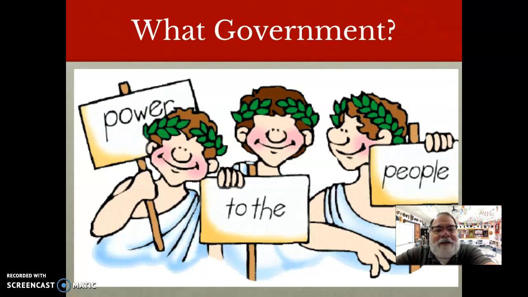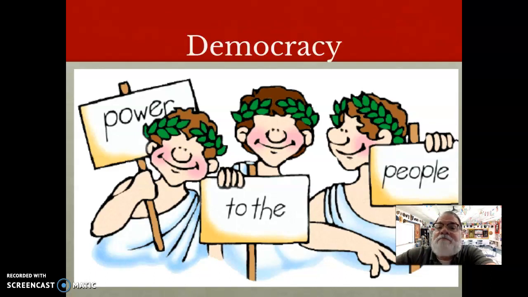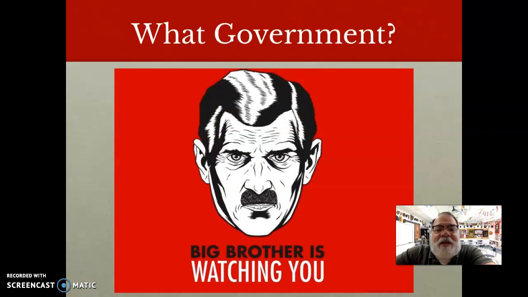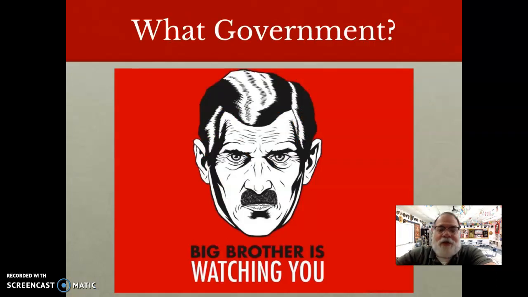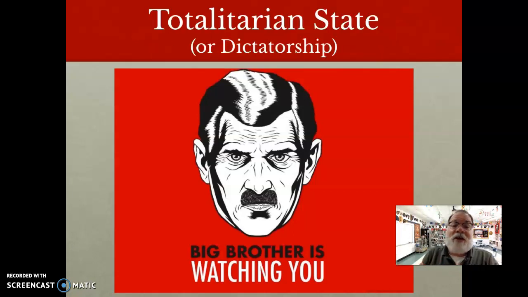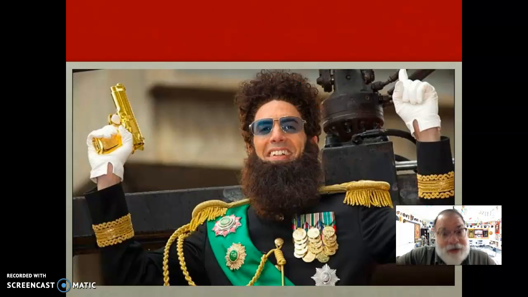Here's another one, says power to the people. If people have the power, that is our basic definition of democracy. Here we see Big Brother is watching you. This was from George Orwell's 1984. So if the government is watching you all the time, the government has control over you, that must be a totalitarian state. Could be a dictatorship, could be fascism too, but since the government has all the power, it's totalitarian.